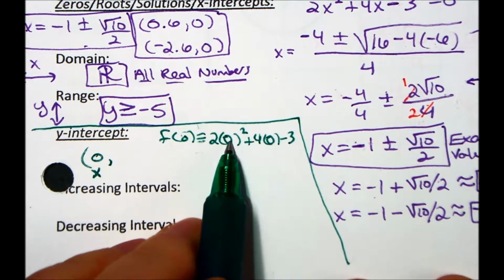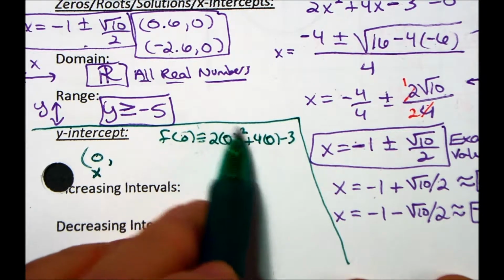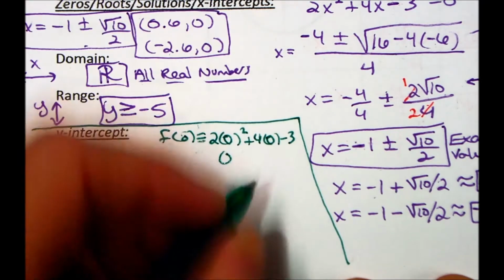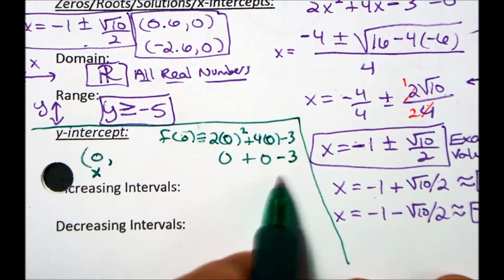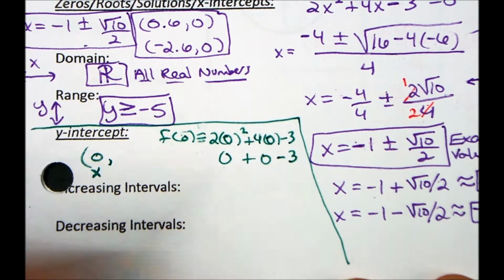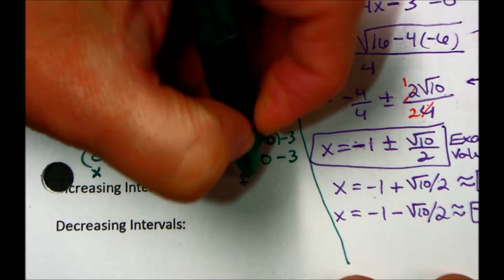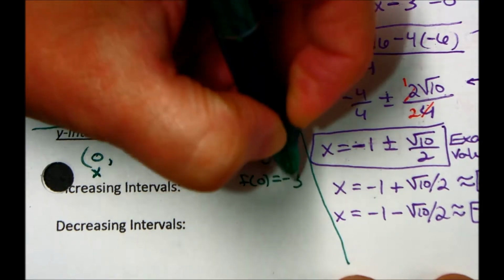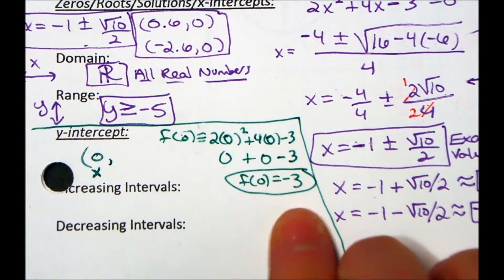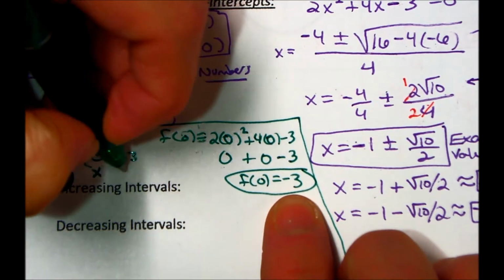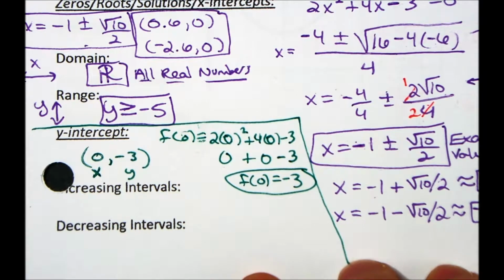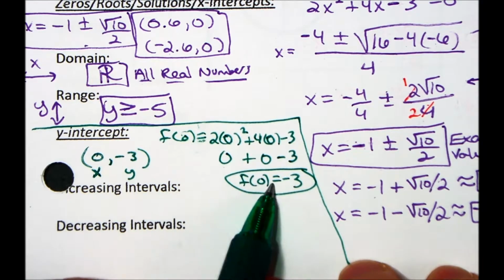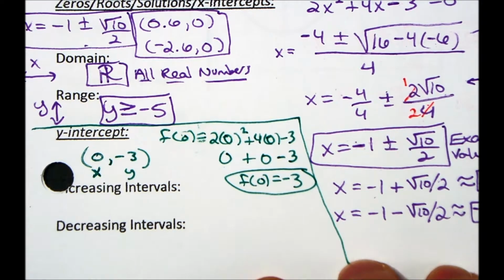If we substitute 0 for these x's, this term becomes 0, the middle term becomes 0, and then you just have this constant, negative 3. So 0 plus negative 3, f of 0 equals negative 3 would be how you would write the point in function notation, but (0, negative 3) is how you would write it as an ordered pair. So we showed the work algebraically and we wrote it here.